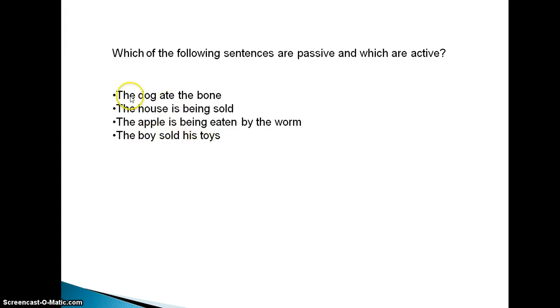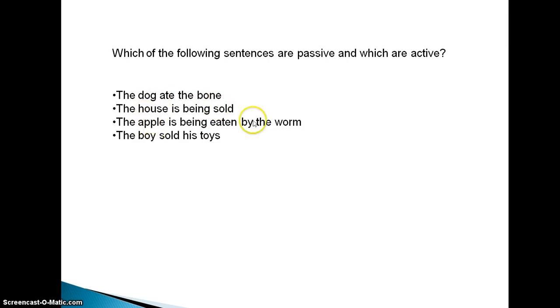I always look at an active sentence as a forward-looking action. So the dog does an action to something. And a passive is a backward-looking action. So the house is receiving this action. It's being done to it. So it looks backwards, using the verb backwards.